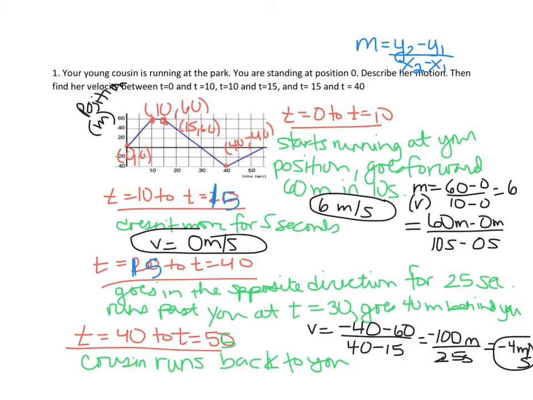The negative is actually really important because velocity is what we call a vector value. Vector means that it tells us the direction. So the negative is going to tell us that our direction is going to be in the backwards direction. It doesn't mean that your cousin necessarily is running backwards. It just means that she's running in the opposite direction from where she started.